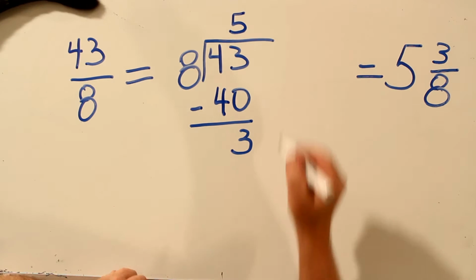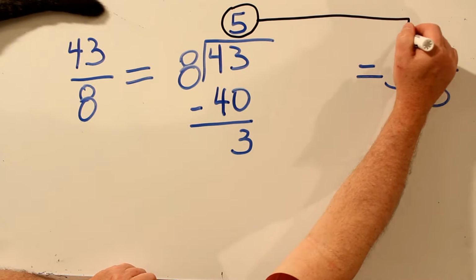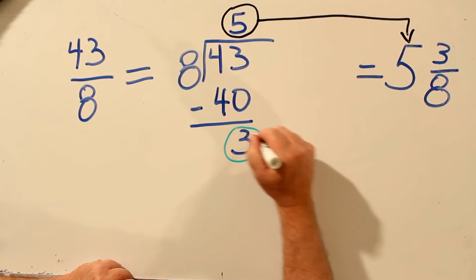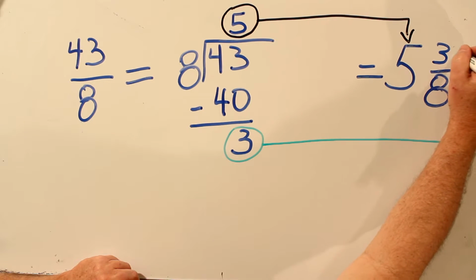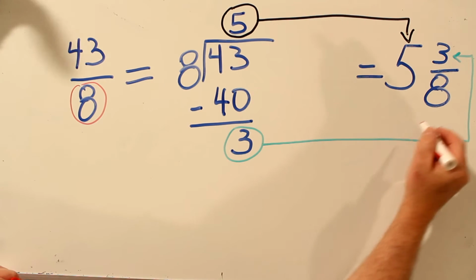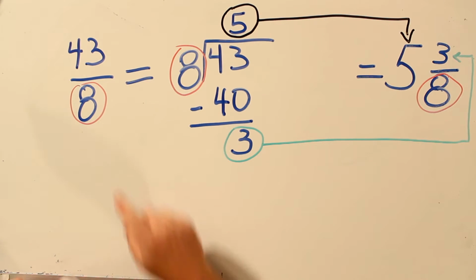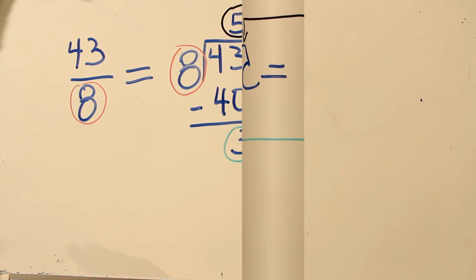So our whole number is on top, 5. That becomes the whole number. The remainder 3 goes on top of the new fraction here. And we keep the 8 as the bottom number, which is also the number we divided by. So 43/8 becomes 5 and 3/8.